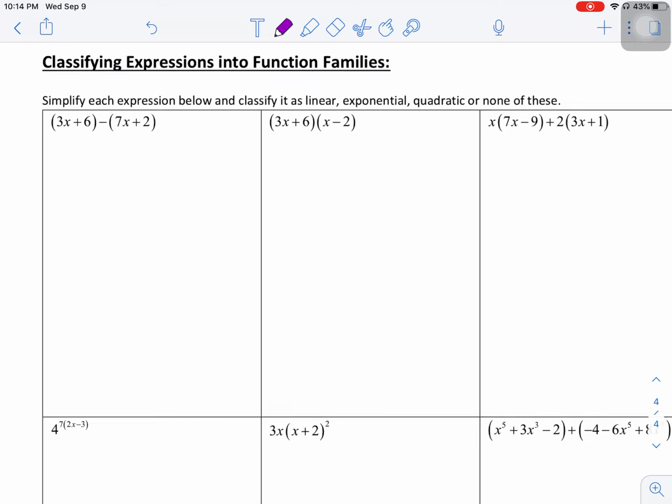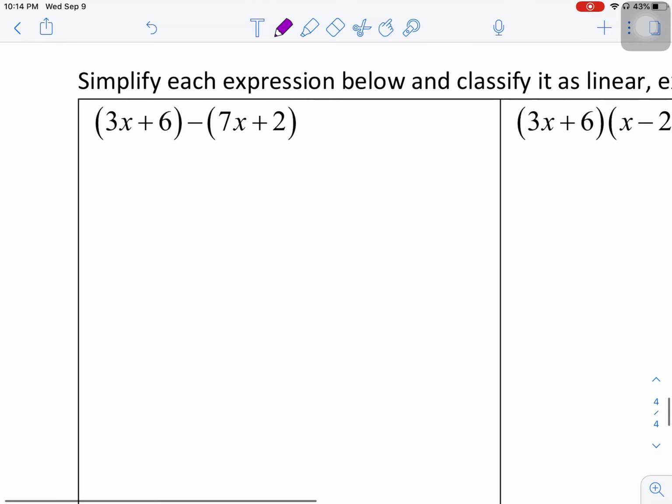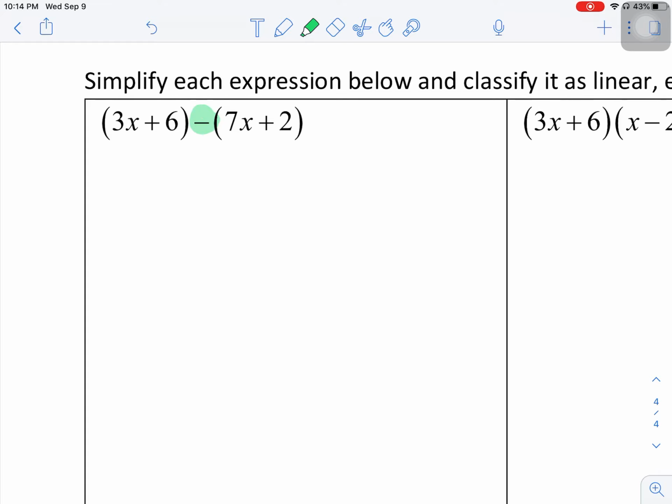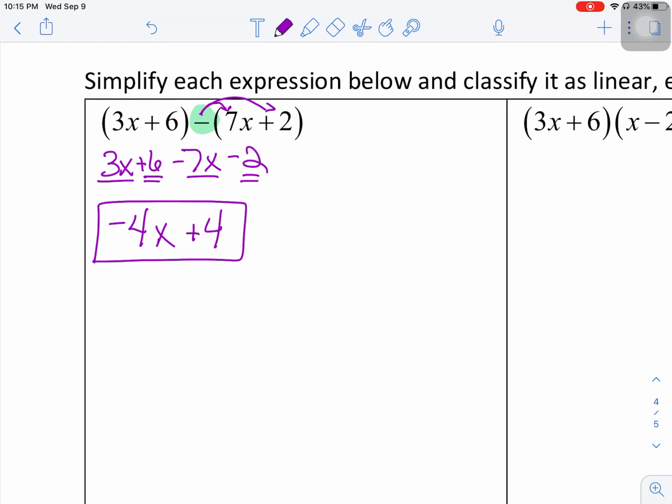So the first problem I want to look at is we have two polynomials, and we are being asked to subtract them. So how am I going to deal with that? I am going to distribute my negative to both of the pieces there. So 3x plus 6, negative 7x minus 2. And now I want to combine my like terms. So 3x and negative 7x are like. So negative 4x, I've got positive 6 minus 2, so plus 4. We have simplified the expression, okay? That's just combining some like terms.